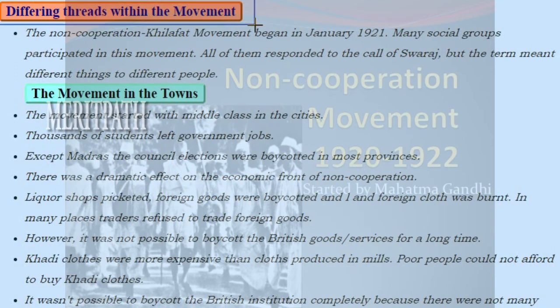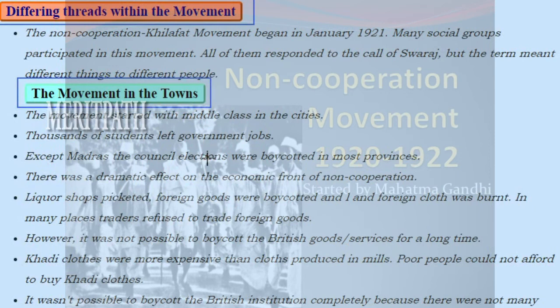Differing threads within the movement. The non-cooperation Khilafat movement began in January 1921. Many social groups participated in this movement. All of them responded to the call of Swaraj, but the term meant different things to different people. The movement in the towns.